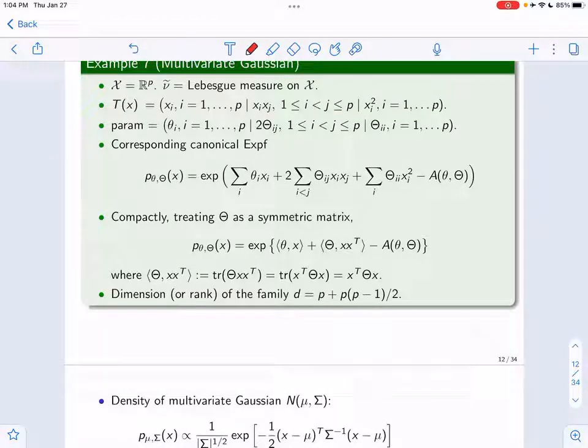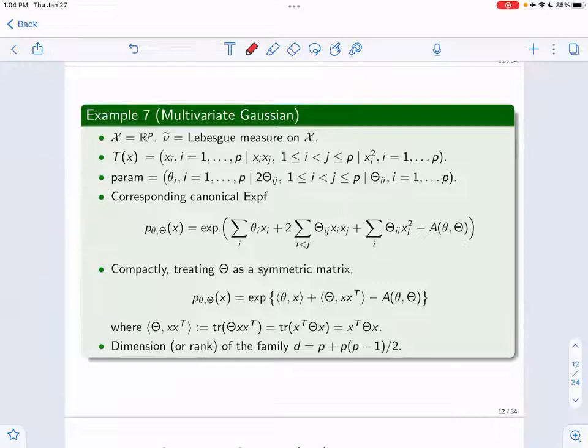The natural exponential family associated to each one of these coordinates of t of x will have a parameter. I'm going to call these parameters theta i, and then 2 theta ij, big theta, and then theta ii. The 2 here is just for simplicity; we could call it theta ij. But we'll have basically p parameters here, plus p choose 2 parameters here, plus another p parameters there. So the whole thing would be 2p plus p times p minus 1 over 2.